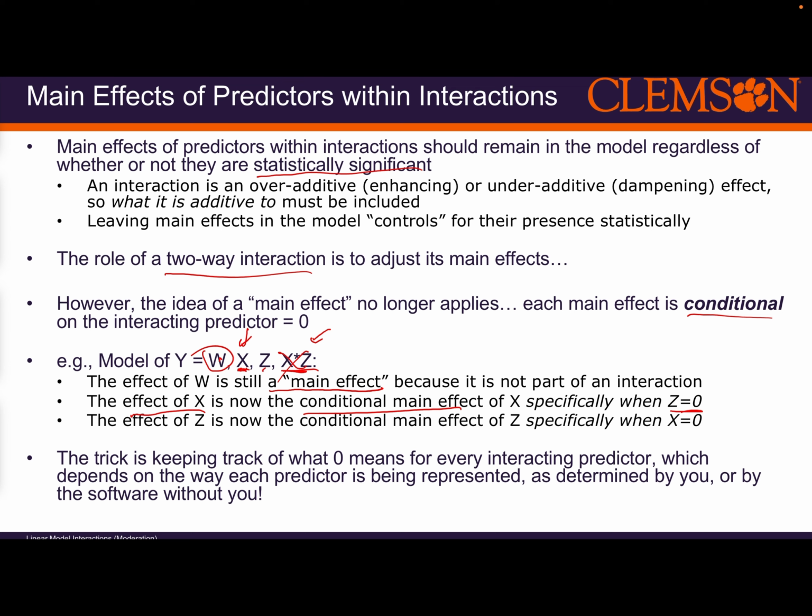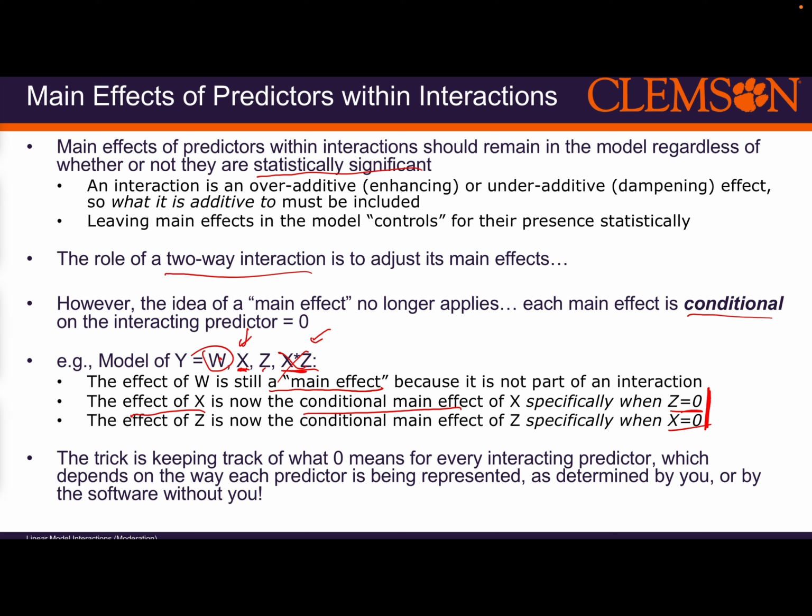And likewise, the same thing is true of z. The effect of z is now the conditional main effect of z when x equals 0. So now you see, the main effects of variables in an interaction depend upon what the interacting variable's 0 point is. This is why 0 is important and why we keep track of that for every interacting predictor. Otherwise, we may get incorrect conclusions about what those main effects actually mean.